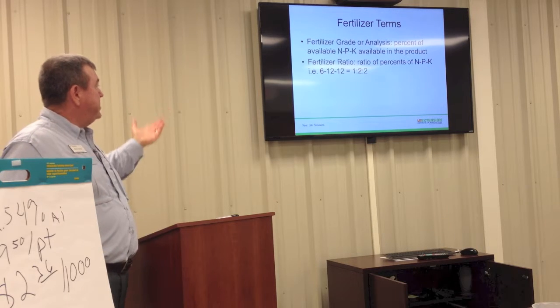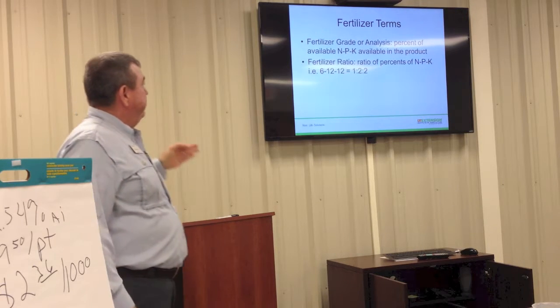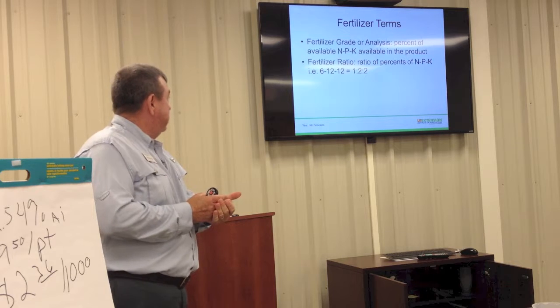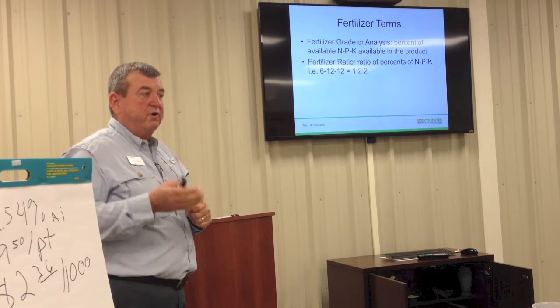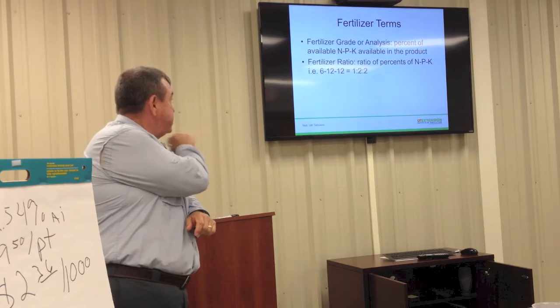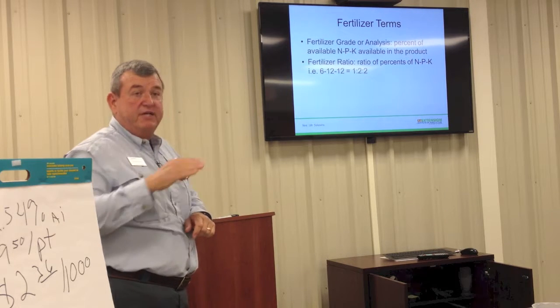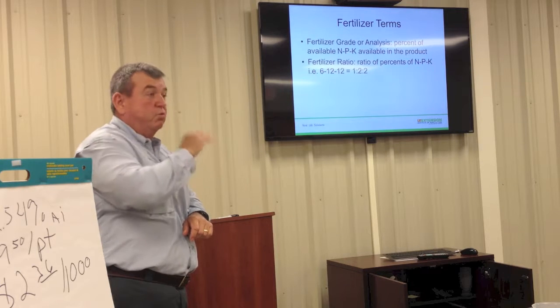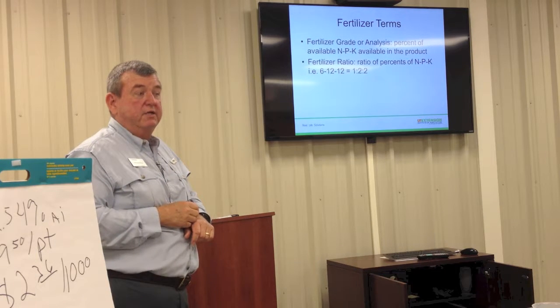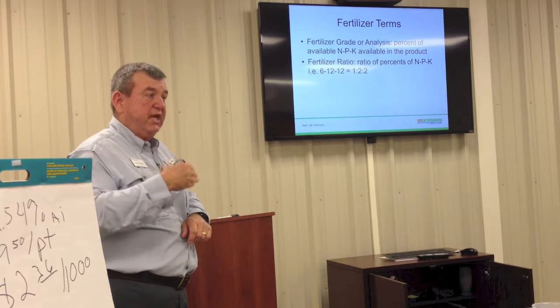And then fertilizer ratio is a ratio of the percent of nitrogen, phosphorus, and potassium. 6-12-12 fertilizer, common garden fertilizer, a good starter fertilizer for gardens. This would be viewed as a starter fertilizer, lower nitrogen, higher phosphorus, higher potassium. So the ratio of nitrogen, phosphorus, and potassium is a 1-2-2. Because you got twice as much P and twice as much K as you do nitrogen.